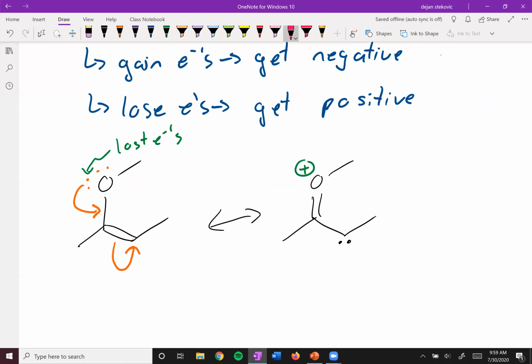And then on the other hand, this carbon right here gained electrons. It went from sharing electrons in a bond to having both of those electrons by itself. And so now it's going to have a negative formal charge. And it still has a filled octet, right? Remember that this hydrogen is here in both of these structures. It's just not shown.